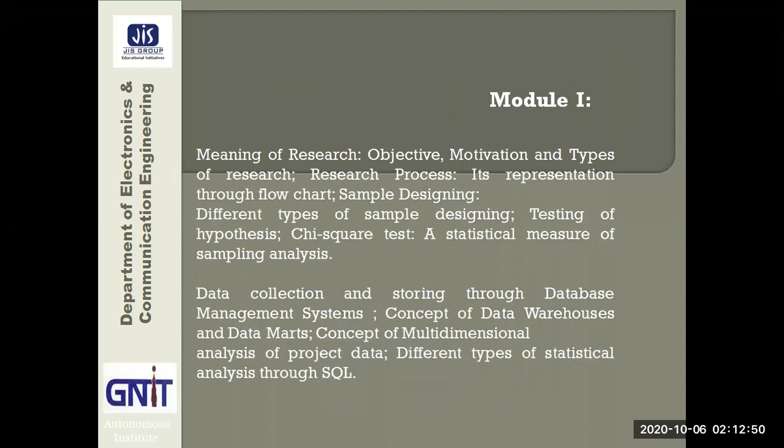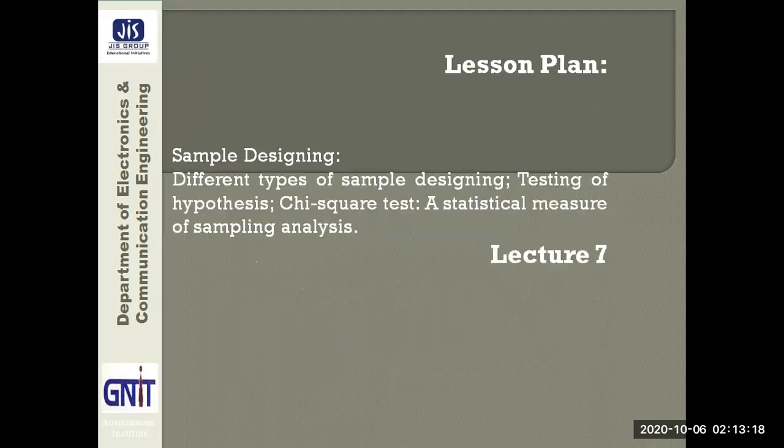Module 1 consists of meaning of research, objective, motivation, then different types of sample designing, testing of hypothesis, chi-square test, a statistical measure of sampling analysis, then data collection and storing through database management system, concept of data warehouses and data marts, concept of multidimensional analysis of project data, different types of statistical analysis through SQL.